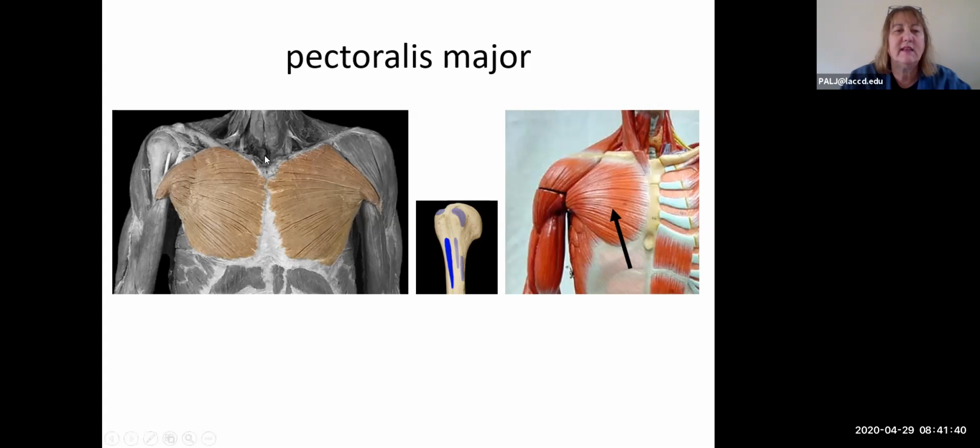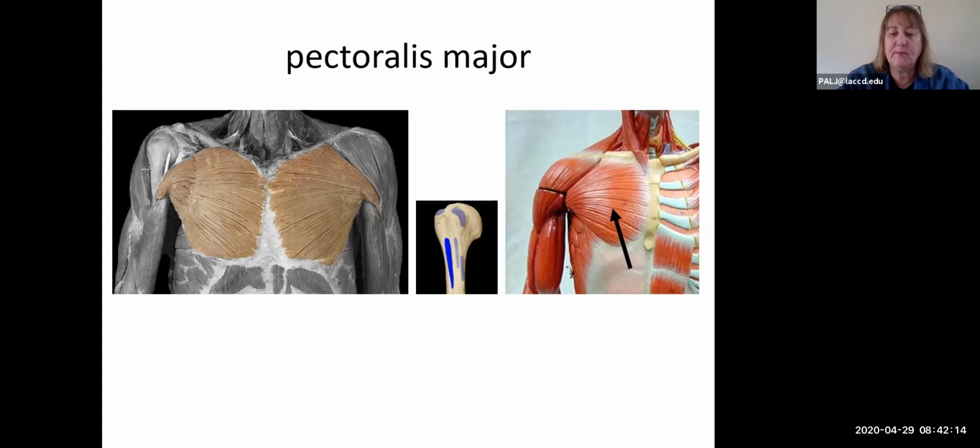As you can see, it has a broad origin all along the clavicle and the sternum, and then from there, it converges, is a convergent type muscle. It converges to its insertion, which is on the proximal part of the humerus, like in the intertubercular groove, just on the lateral aspect of that. So when this muscle contracts, it's going to be pulling the humerus towards the body or adducting it and medially rotating it because of its location of the insertion.